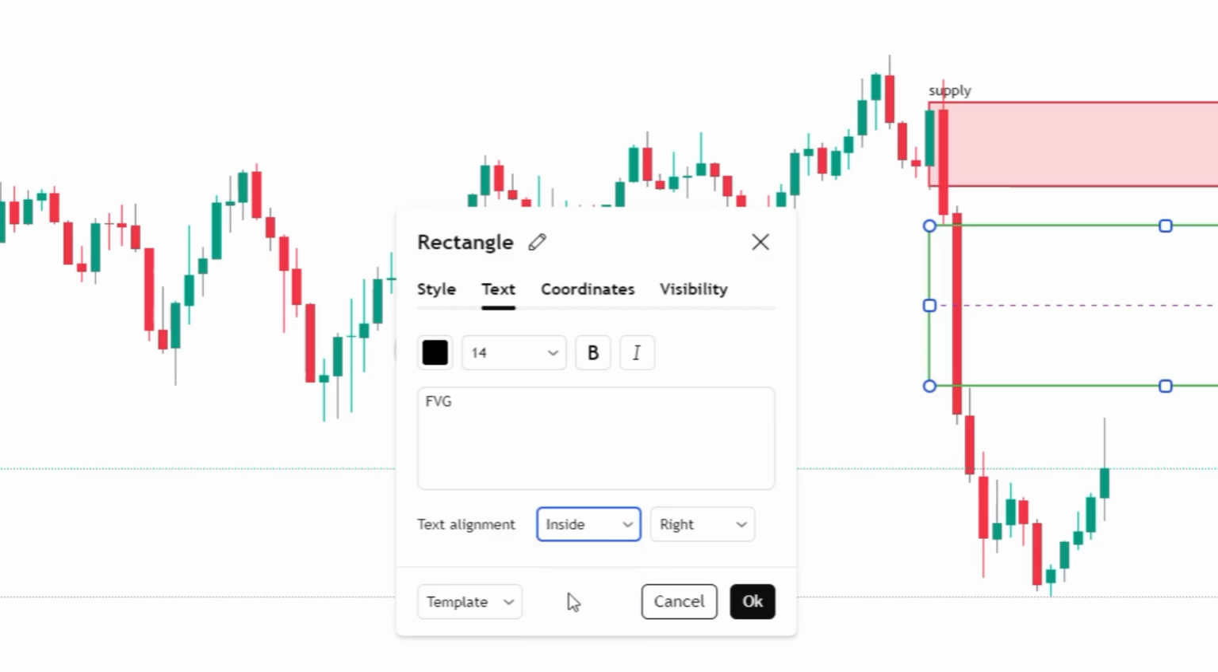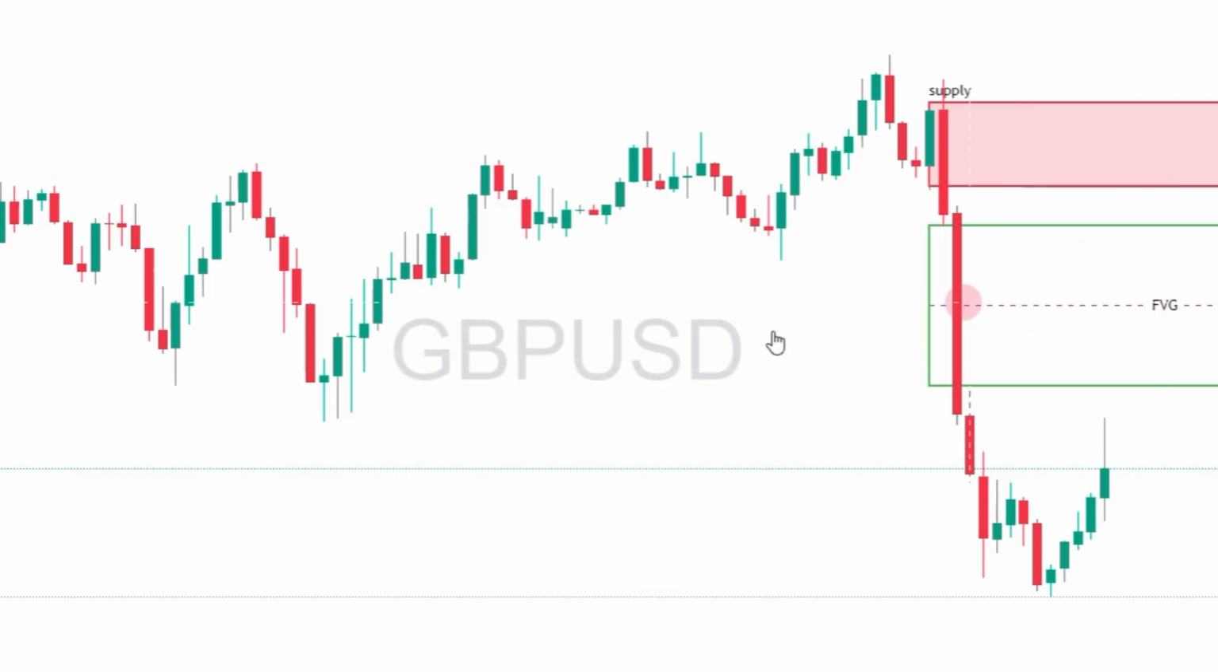Or it could be inside, right? And it could be center. Fair value gap. Right, so the wick of this previous first candle and then the third one is what creates the imbalance. Another word for fair value gap is literally imbalance.